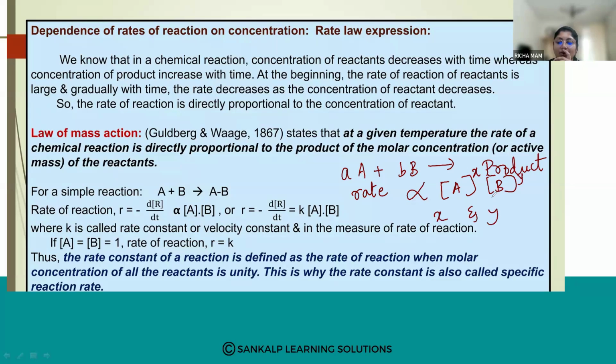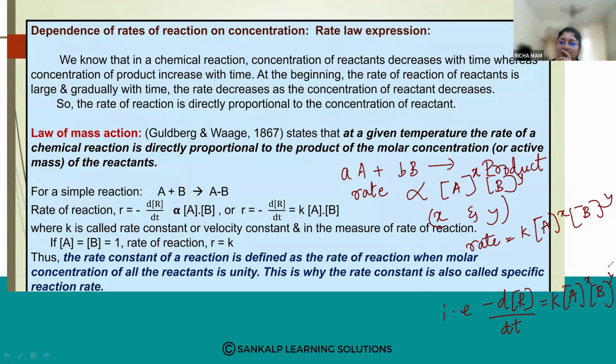So what are x and y? X and y may or may not be equal to the stoichiometric coefficients a and b. So the rate will be given as k into [A] raised to x and [B] raised to y. That is how rate is given: minus d[R] with respect to dt is equal to k into [A] raised to x and [B] raised to y. So this is the rate equation.